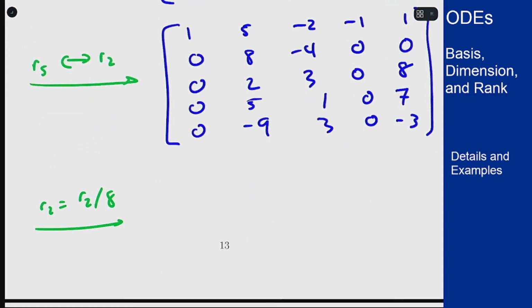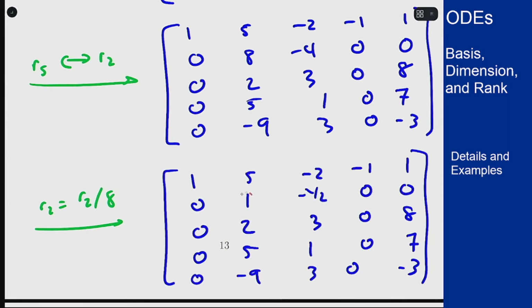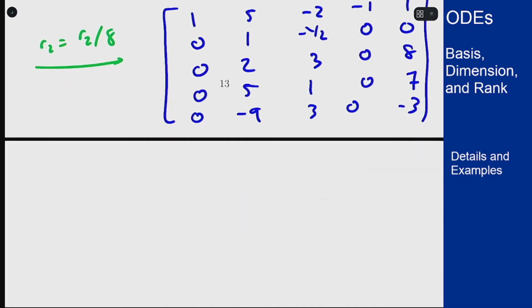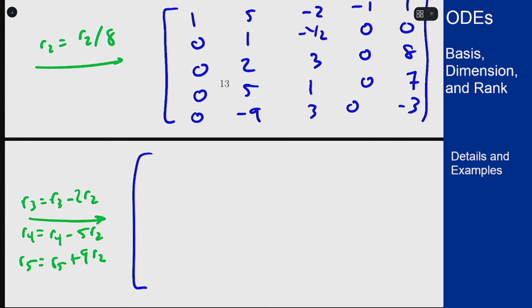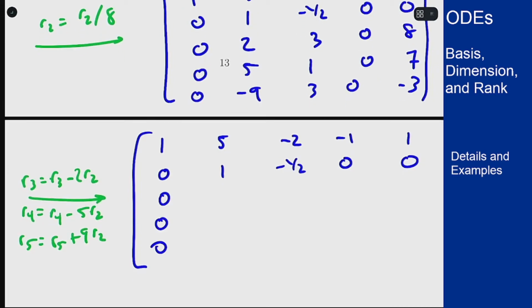We'll just put the 1 in that slot where I want it. Next, since we have the 1 now here, we can use it to clear out the entire column beneath it. So we'll do that by saying that row 3 is row 3 minus twice row 2. Row 4 is row 4 minus 5 row 2. And row 5 is row 5 plus 9 row 2. The first 2 rows here do not change. And then for each of these rows, the only thing that's going to change is that we will make the second entries all 0. That's how we chose our coefficients here.